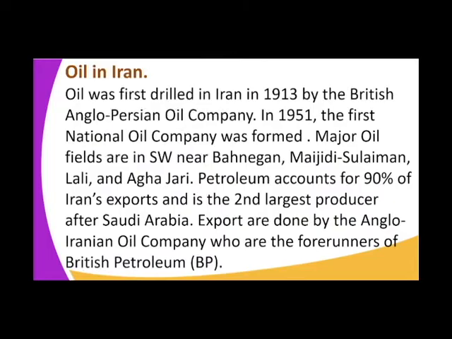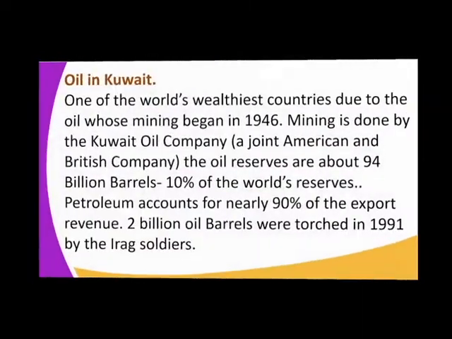Petroleum accounts for 90% of Iran's export and it is the second largest producer after Saudi Arabia. Exports are done by the Anglo-Iranian Oil Company, who are the forerunners of British Petroleum, commonly known as BP.